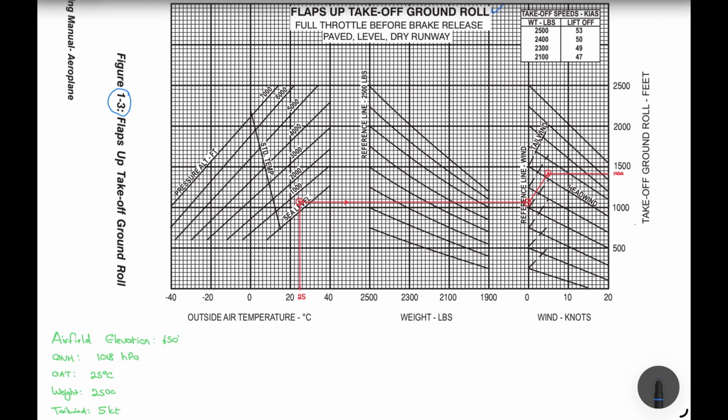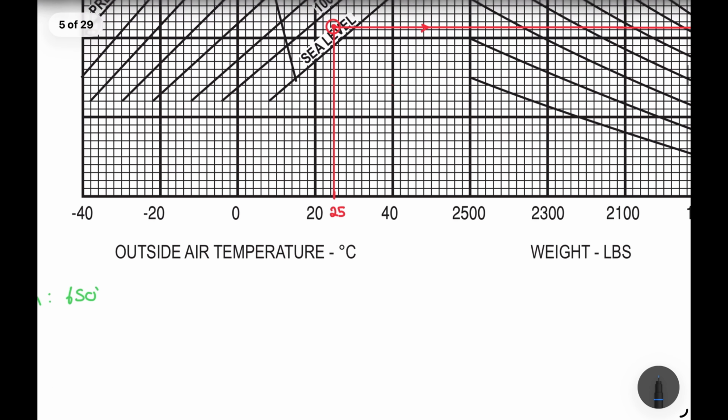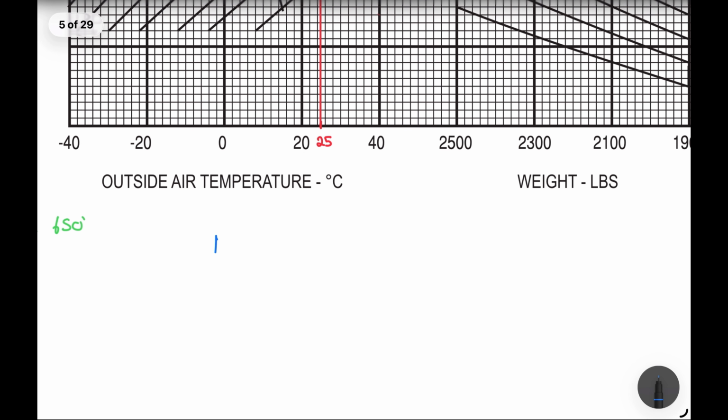The first thing I'm going to do is see that airfield elevation has been given to me as 650 foot, but on the graph I see that I need pressure altitude to work out the ground roll. Airfield elevation and pressure altitude are not the same thing, so we need to convert airfield elevation to pressure altitude. The best way to do that is to follow a very simple formula, and you could just remember this formula and you can't go wrong.